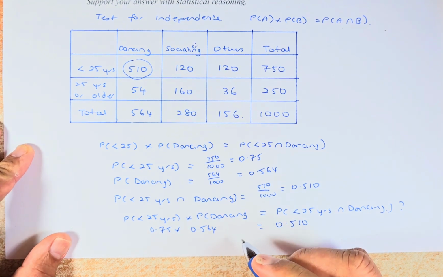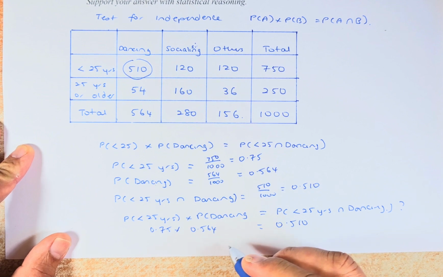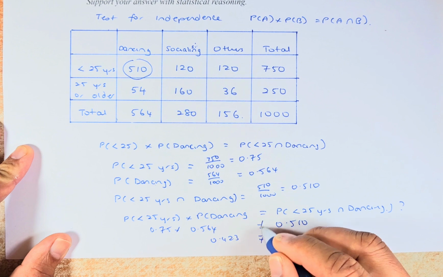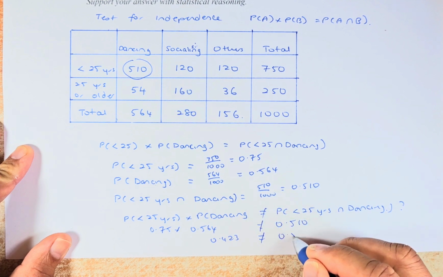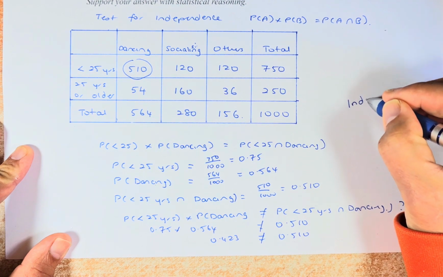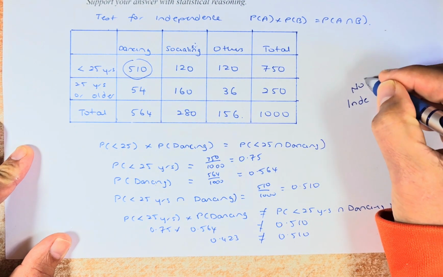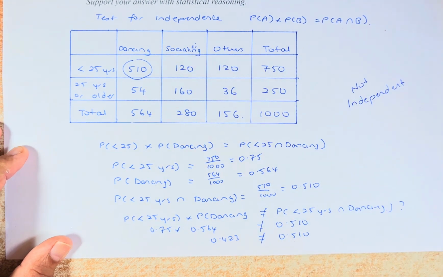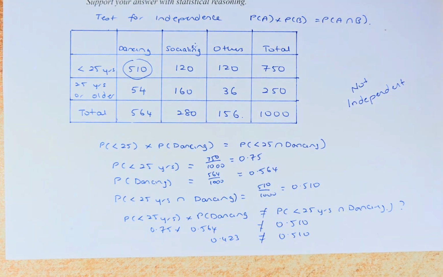So you put it in the calculator, and the answer is 0.423, and that is not equal to 0.510. So we can confirm that they are not independent. Because they are not equal, we say that they are not independent, and that is how we are going to solve that question.